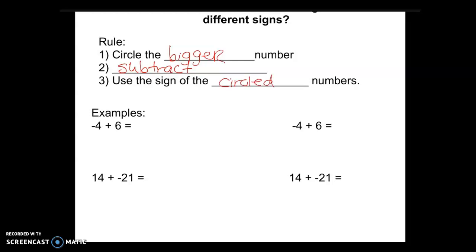So look at your first example, -4 plus 6. We know that we could draw 4 negative signs, followed by 6 positive signs. Cross out your 0 pairs, and you're left with +2. Or we could follow the rules we just came up with. -4 plus 6. Circle your bigger number, which is going to be 6.